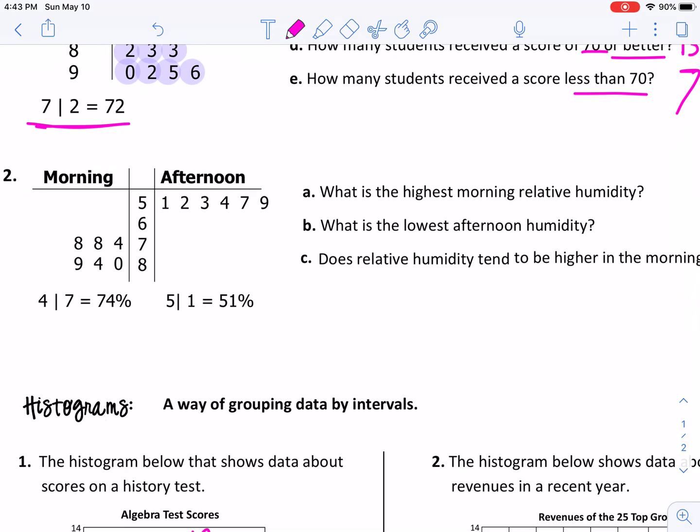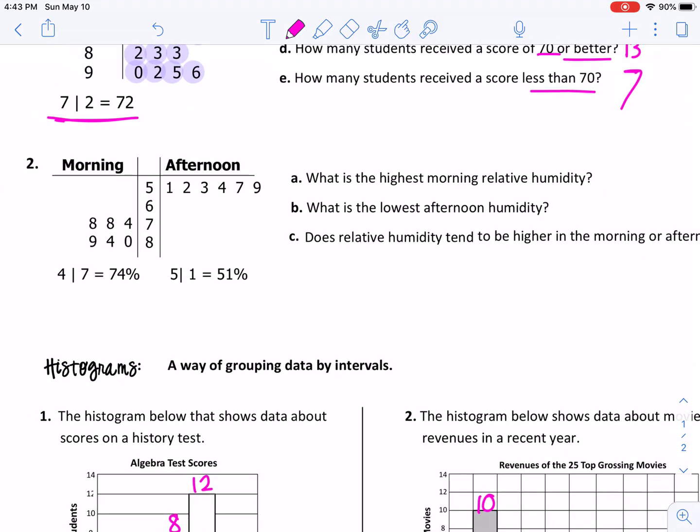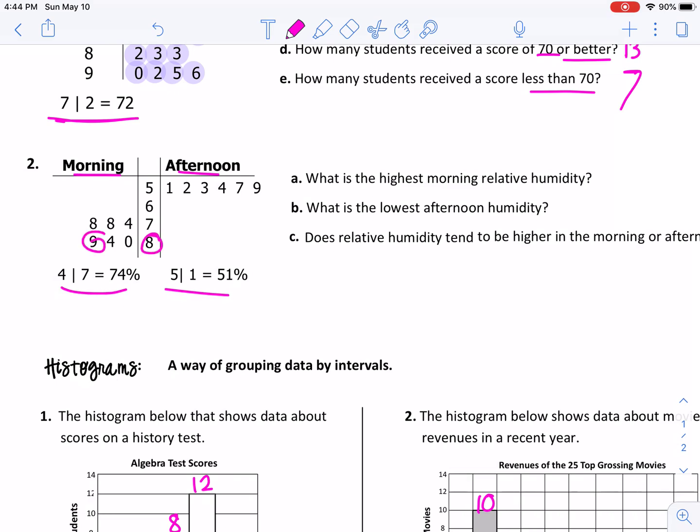All right, taking a look here at the humidity between morning and afternoon. So what is the highest morning relative humidity? So take a look. Morning highest, well, we have a back-to-back stem and leaf plot. We have a key for both sides, 89. So 89% is the highest morning relative humidity, right? The largest value.